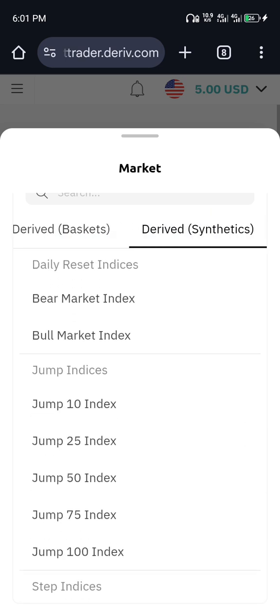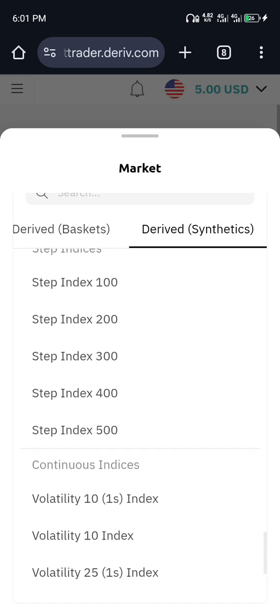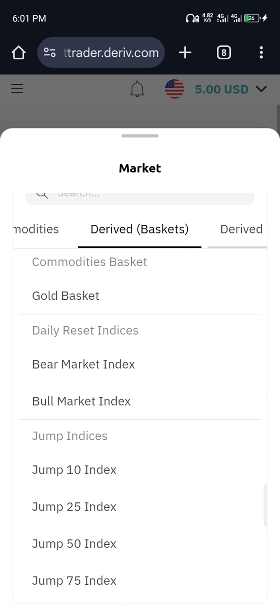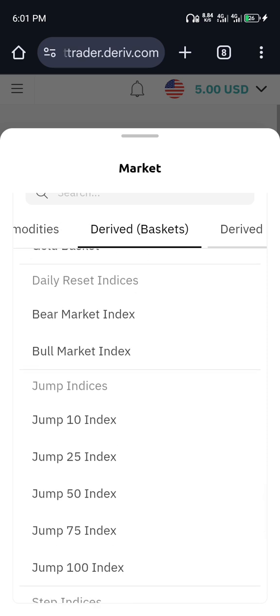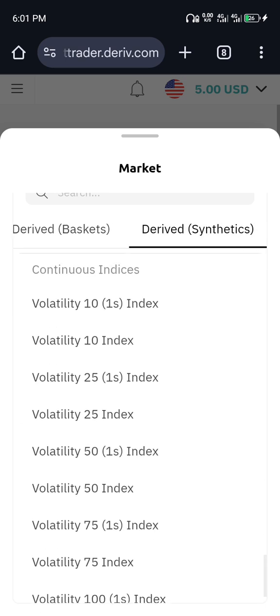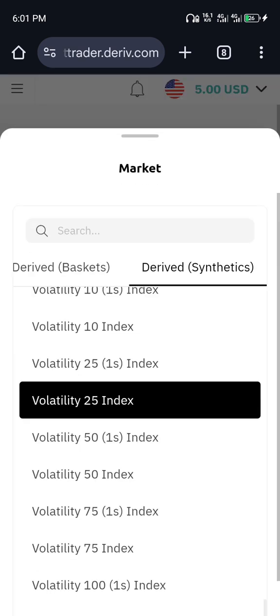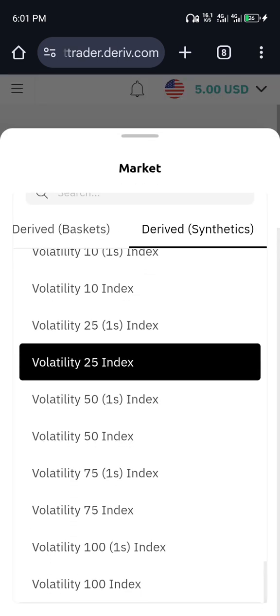This is what I trade: the derived synthetic market. And under this, you have so many markets. Here they're lined up, but I trade only 7 out of all these numerous markets. I trade the daily reset indices, which is only the bear market index and the bull market index. Then I also come down here under continuous indices. I trade volatility 10 index, volatility 25 index, volatility 50 index, 75 and 100, which is the last.